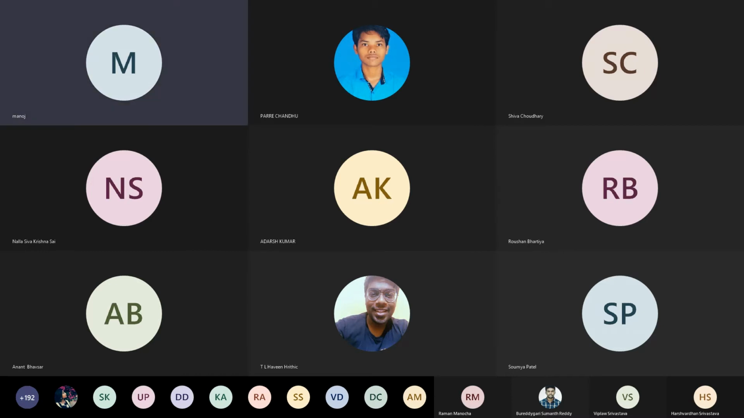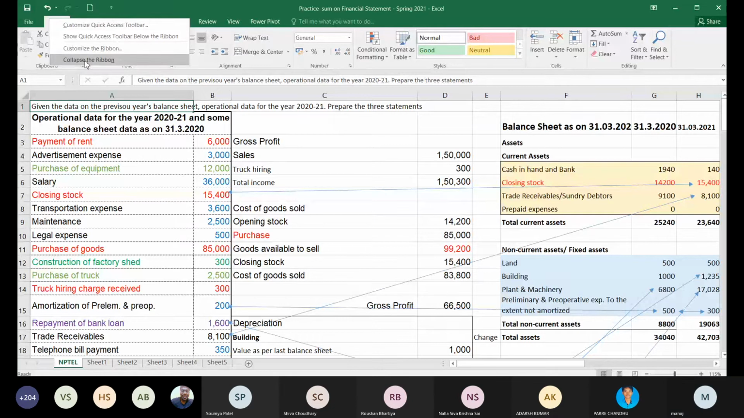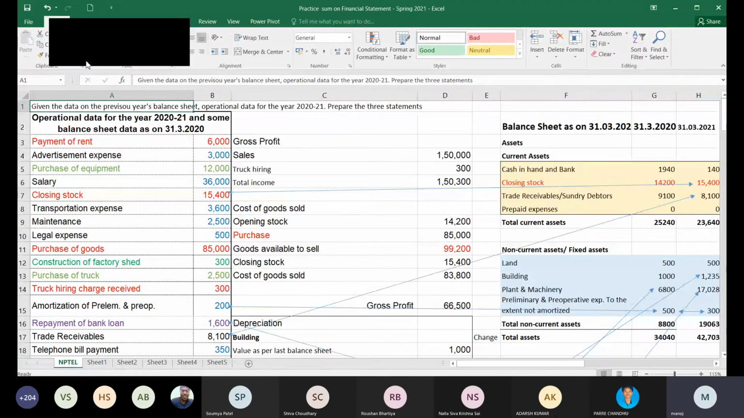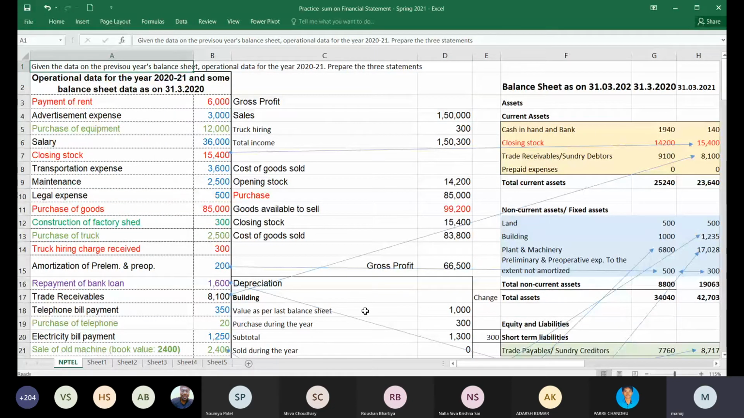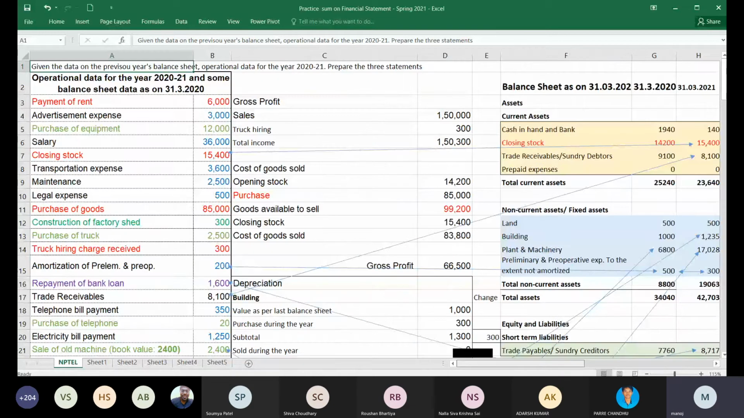Okay, so, yeah, hope you can see this. See, this is an Excel sheet for your understanding. I have prepared this profit loss account, and then balance sheet, and then cash flow statement. So everything is done based on some data given. Let us see how much I can cover.